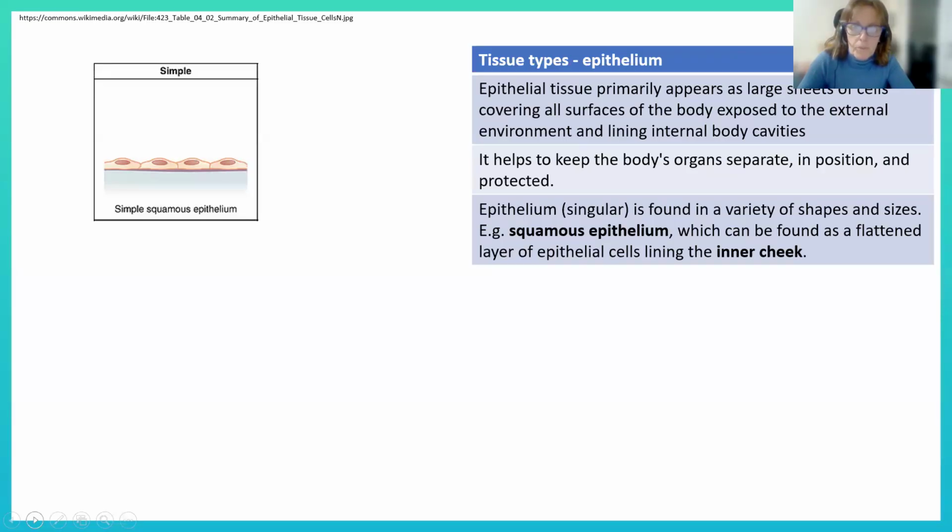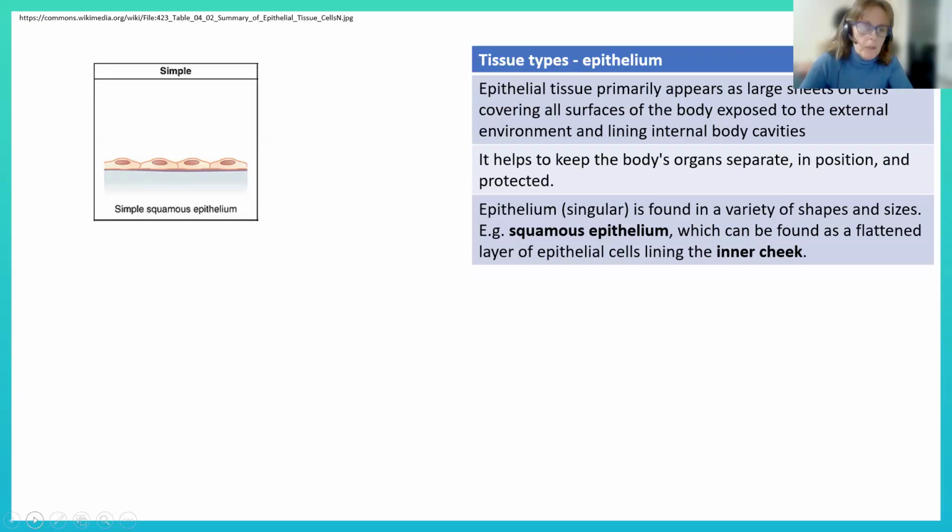Epithelia is plural. And epithelium is found in lots of different shapes and sizes, and that variability in the shapes and sizes of the cells that make up this tissue is a sort of specialization of the cells of this tissue type. And we're going to have a look at some specialist examples of these cell types as well.